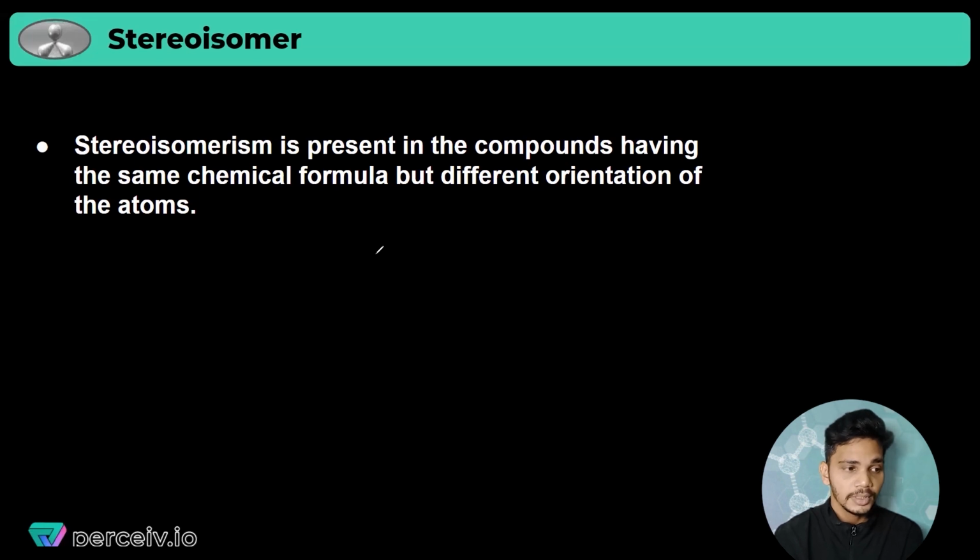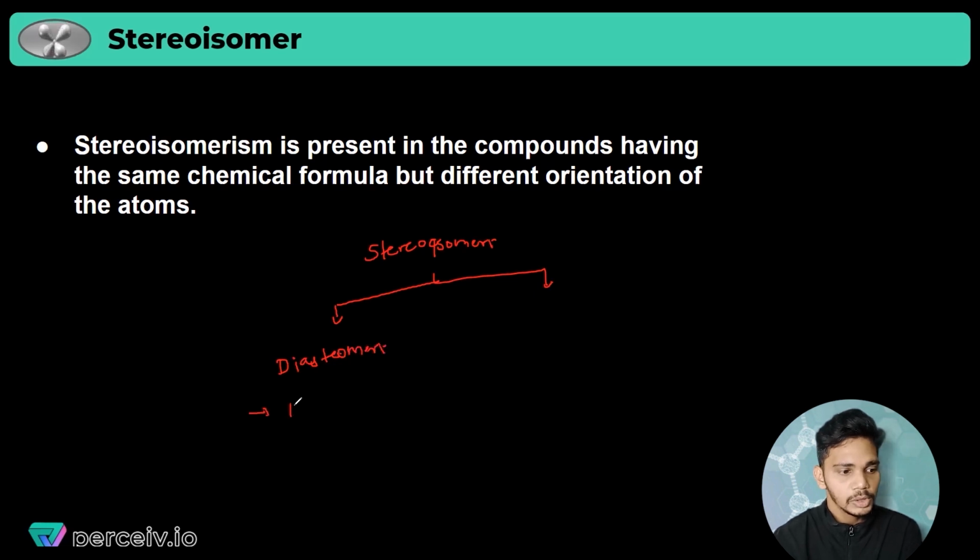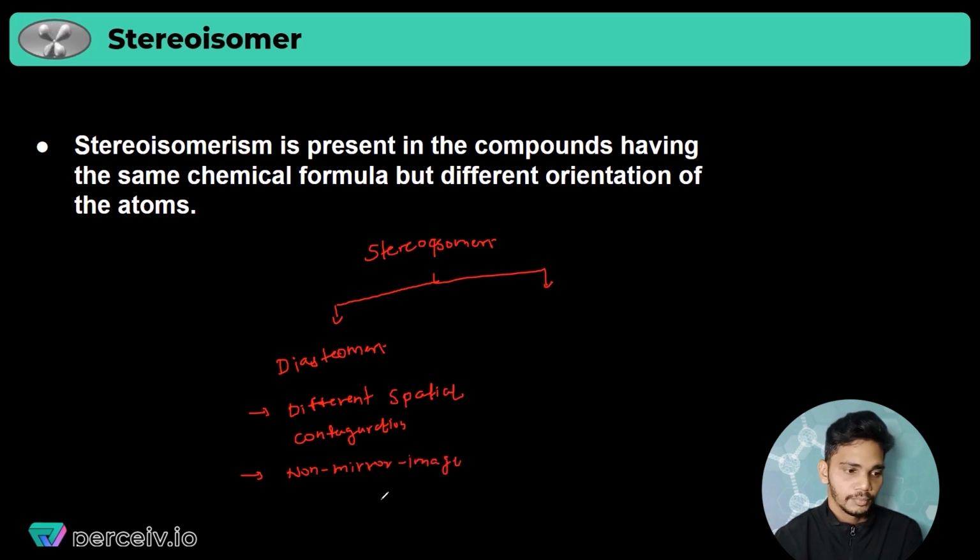So we know that in stereochemistry, stereoisomers are of two types. The first type is called diastereomers, where they show different spatial configuration. And the unique characteristic of diastereomers is that they are non-mirror images of each other. That is the first most important point.